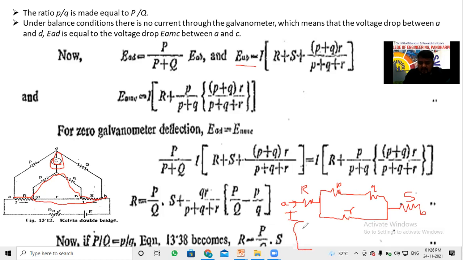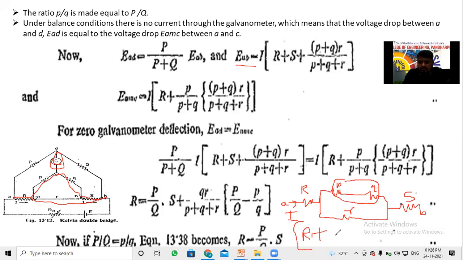Here R is there, so I will write R. All are in a series circuit. Plus here, two paths we will get. These two, P and Q, are in series. So P plus Q is A, R is B, and AB divided by A plus B we can write like this.